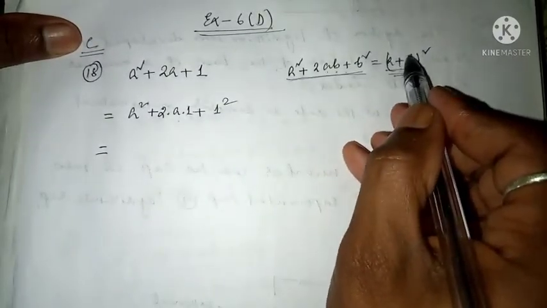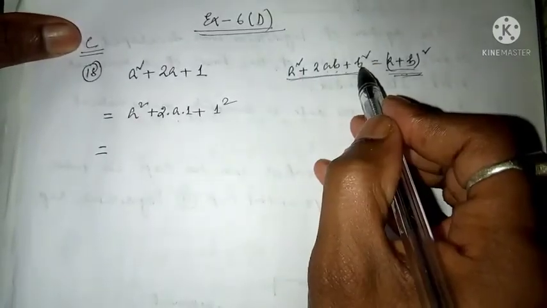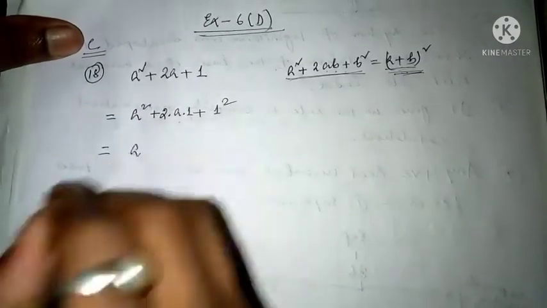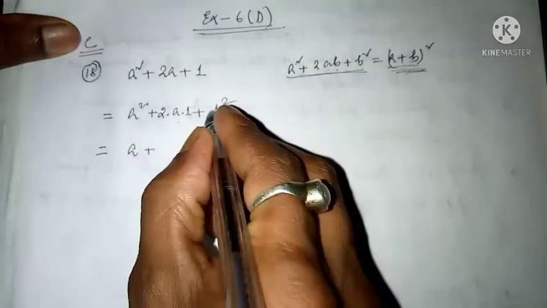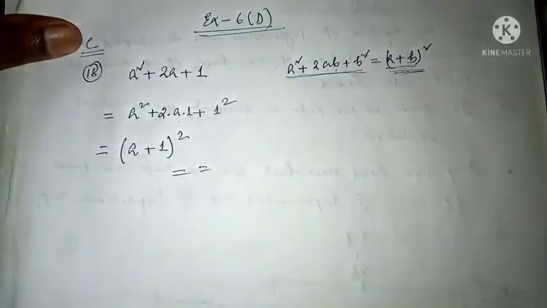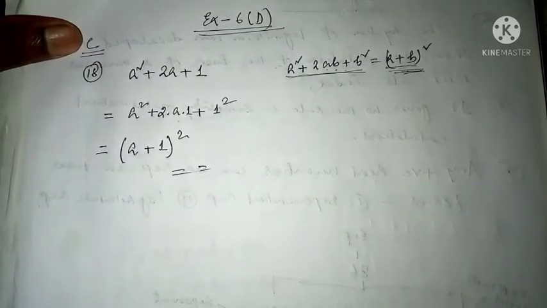Now (a + b) whole square means first term plus second term, and whole square. Now I'll do the same thing here. What is the first term here? That is your 1a. The third term is 1. Then you write whole square. So this is our answer to the 18th number question, and we have factorized here. Okay, hope you have understood.